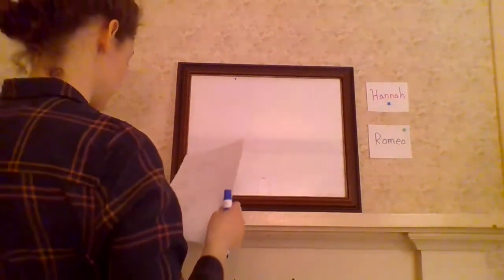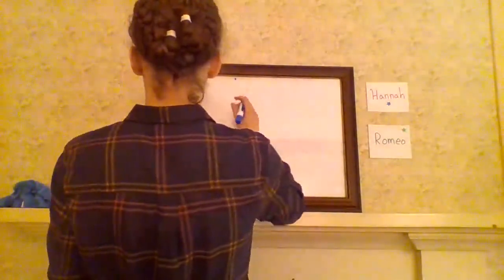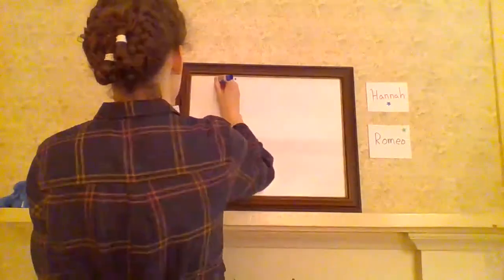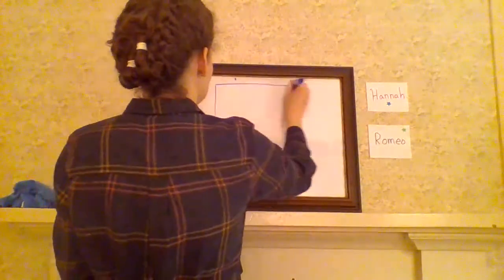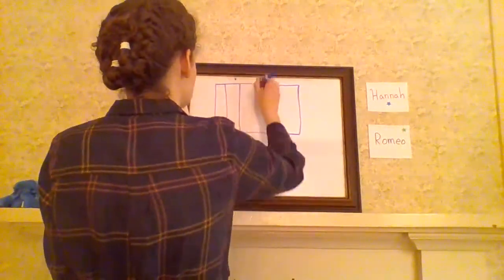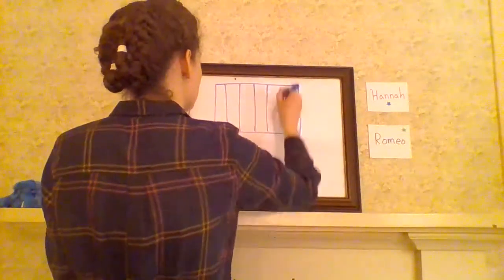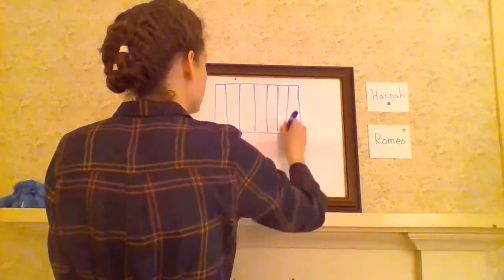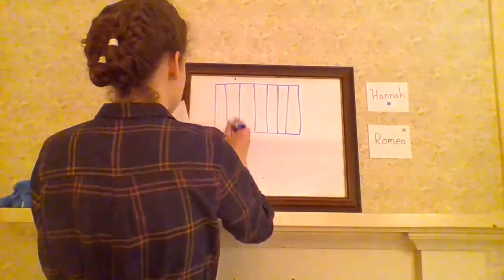One, two, three, four, five, six, seven. One, two, three, four, five. Okay, let's pretend this is exactly even.